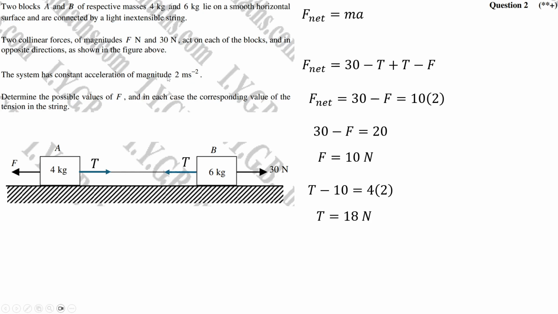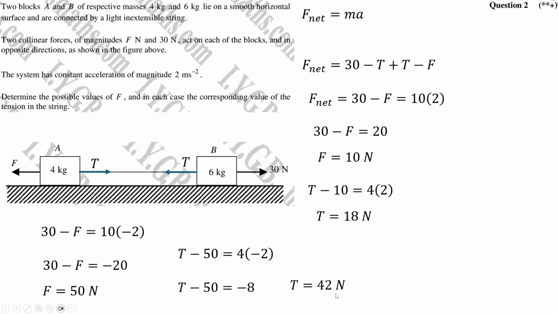So we've assumed a to be positive. Now let's assume it's negative. So let's basically assume that we're going to the left. The entire system's moving to the left, and if we do that, we can do the exact same things up here, looking at the full system, but we'll just take acceleration a to be -2. So we'll do 30 take away t plus t. So these cancel, take away F, which is just 30 take away F, equals the mass 10 multiplied by the acceleration, which is -2. Get F to be 50, and do the same thing over here. So this will be t take away 50 equals 4 multiplied by -2. So you get t as 42 newtons.